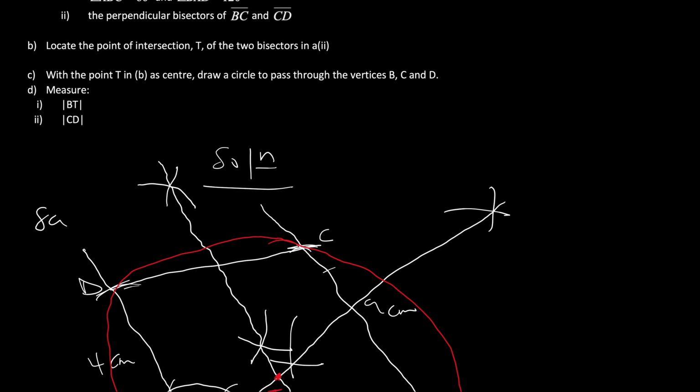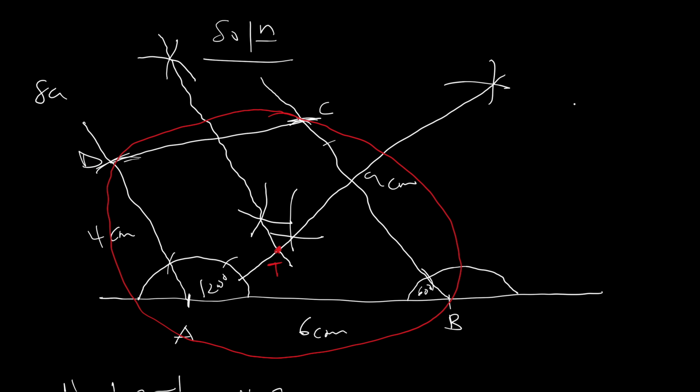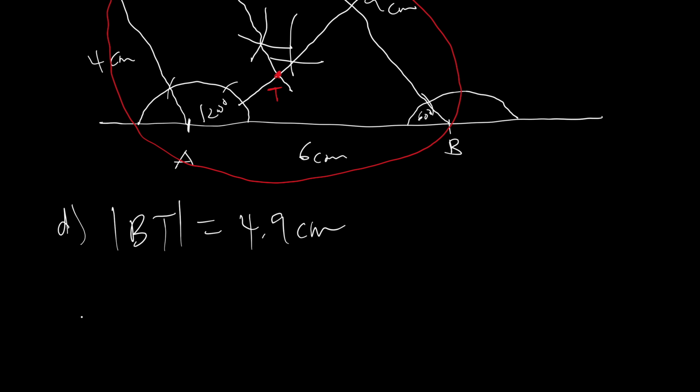Now measure the length CD. So with the help of a ruler, you measure the length CD. So when you do it well, the length of CD should be equal to 5.9 centimeters. Okay, so this brings us to the end of question 8.